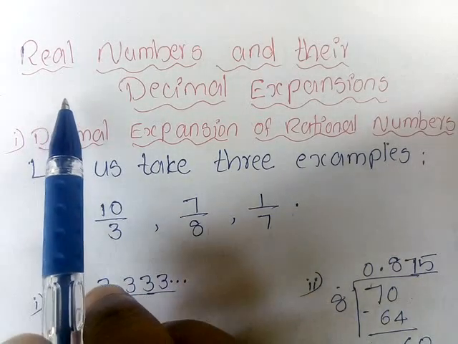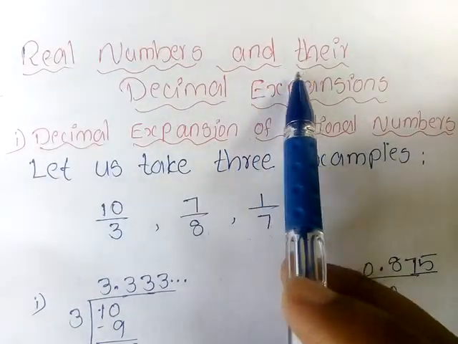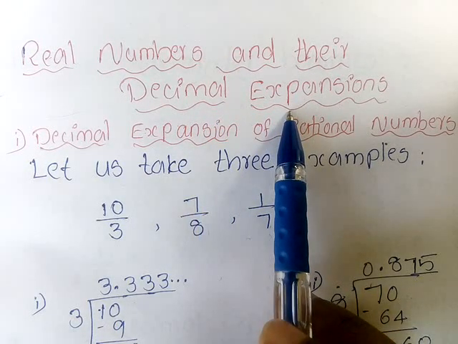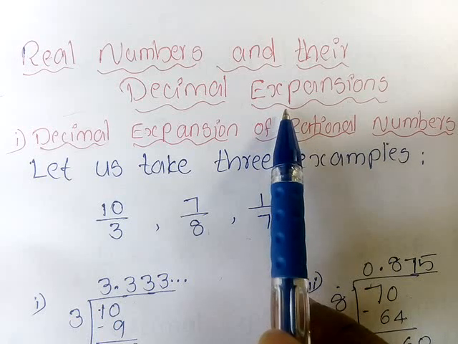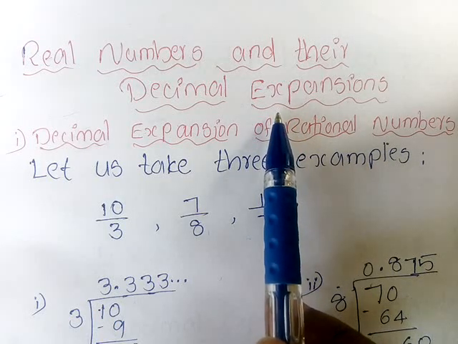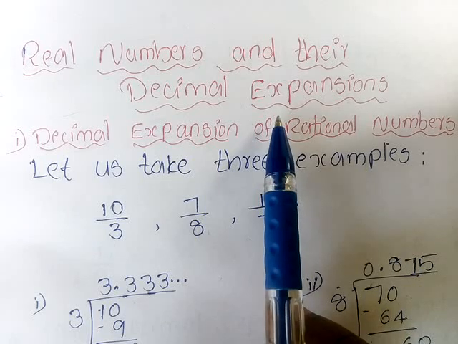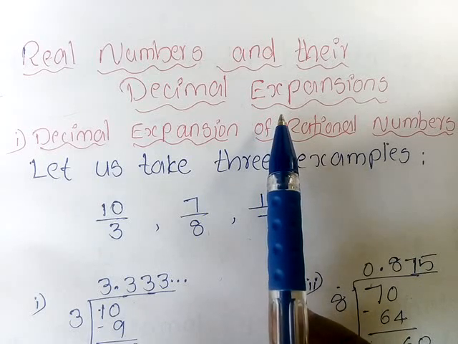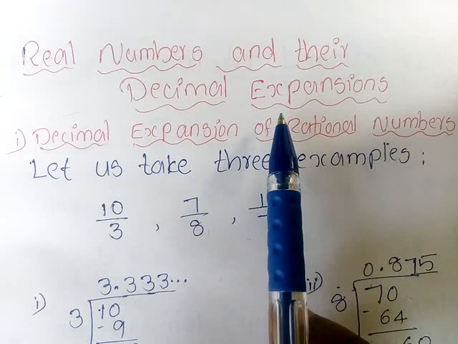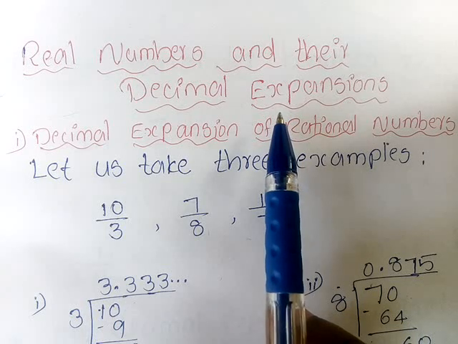Today, we are going to discuss real numbers and their decimal expansions. We already discussed real numbers are made up of rational and irrational numbers. In this section, we are going to study rational and irrational numbers from a different point of view. We will look at the decimal expansions of real numbers and see if we can use the expansions to distinguish between rational and irrational numbers.